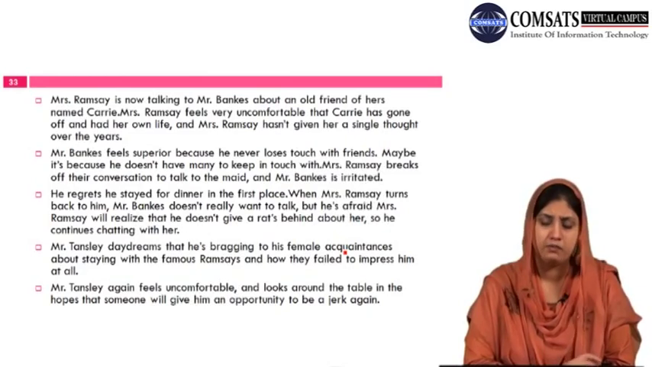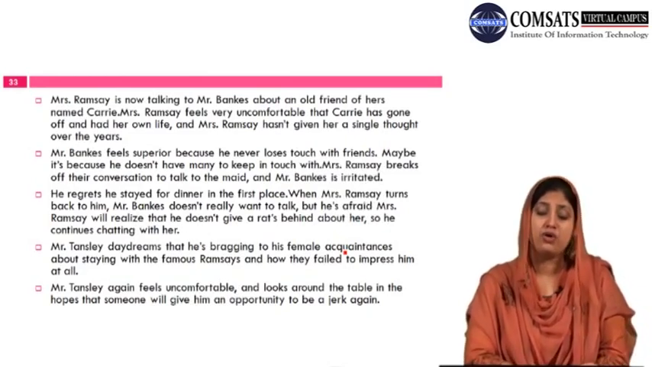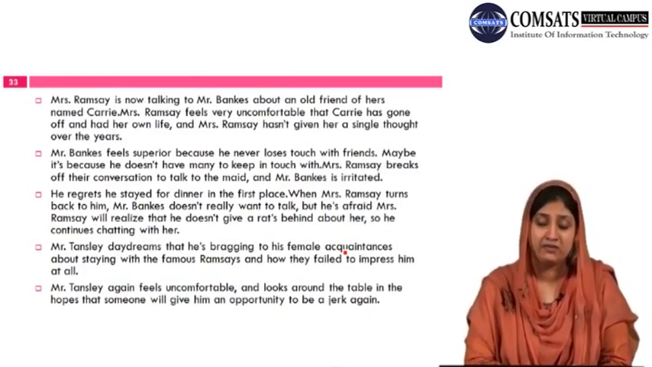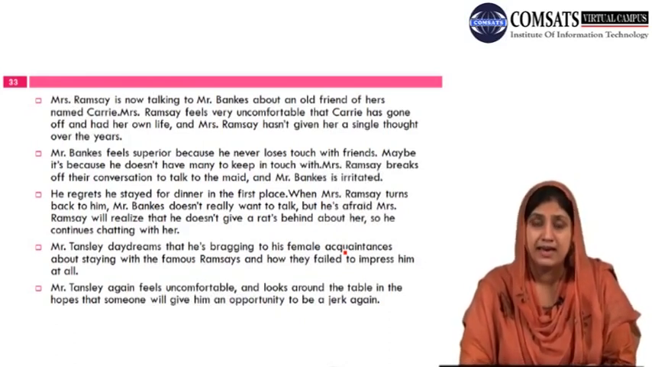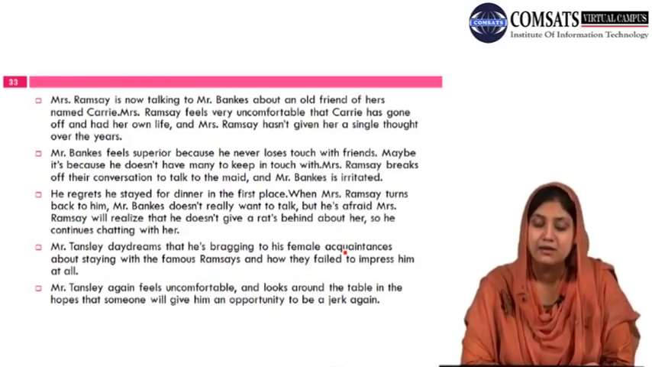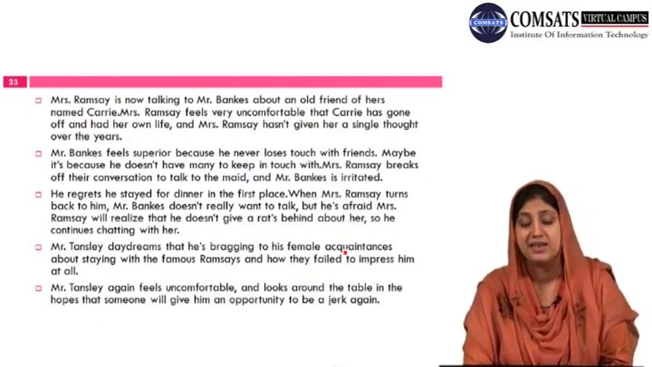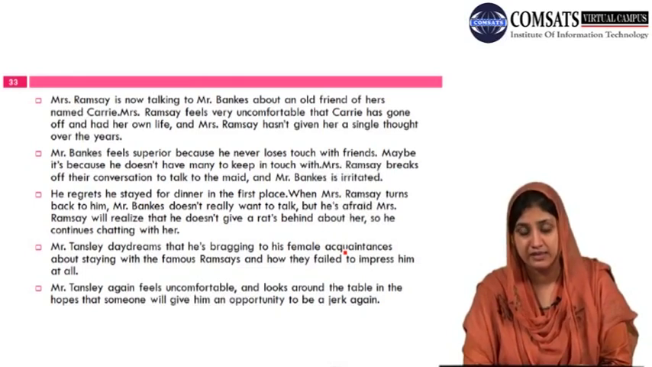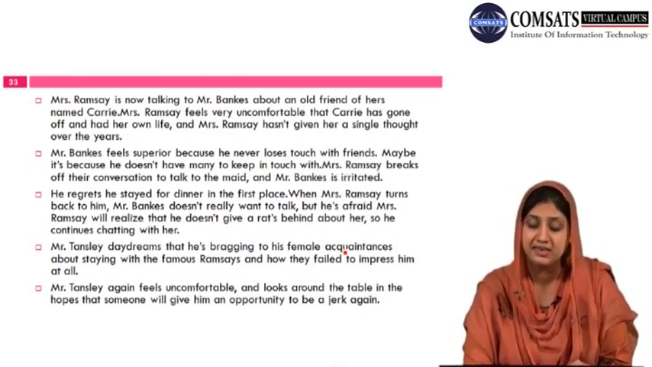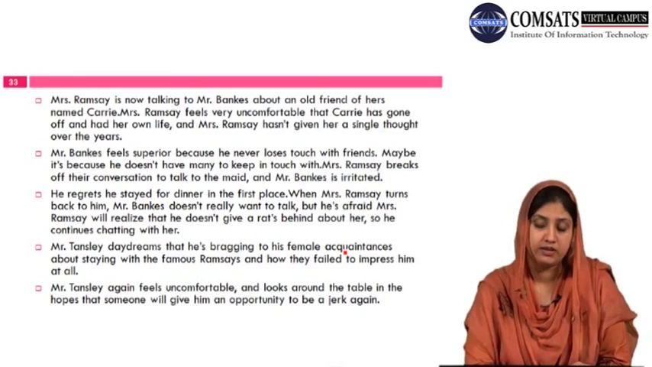Mrs. Ramsey feels very uncomfortable that Carrie has gone off and had her own life, and Mrs. Ramsey hasn't given her a single thought over the years. Mr. Banks feels superior because he never loses touch with friends. Maybe it's because he doesn't have many to keep in touch with.